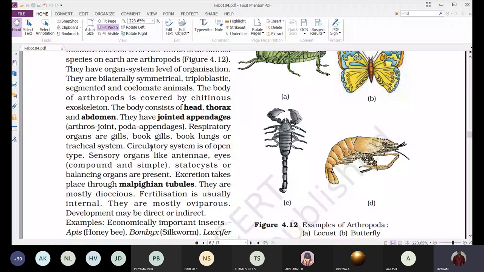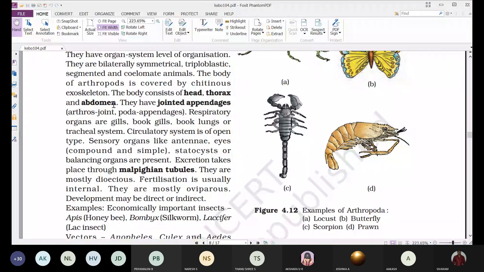Next, the body consists of a head, thorax, and abdomen. What is a head? Can anyone say what is meant by head? What is the definition for a head?